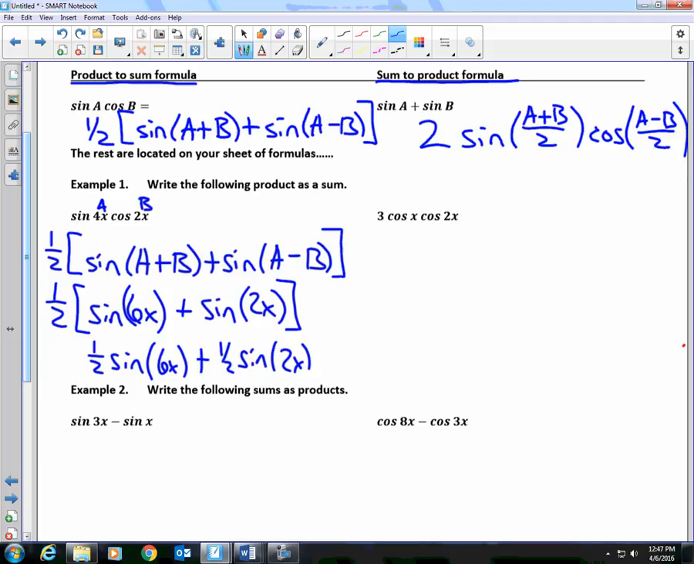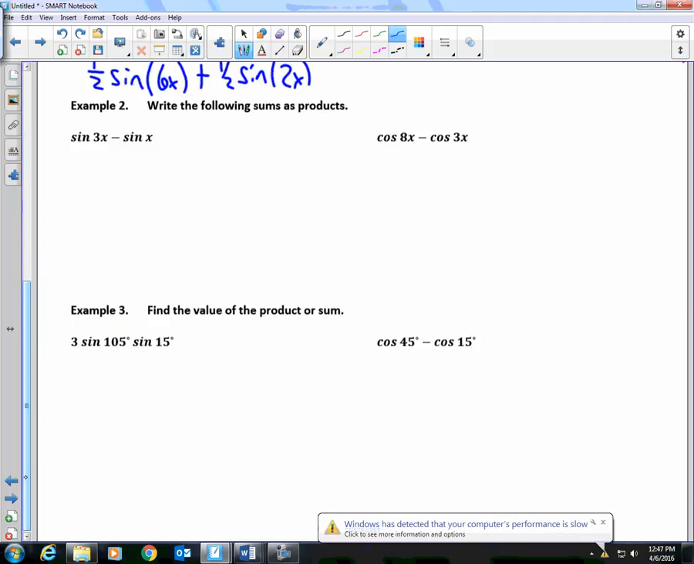The point is, you wrote it from a product to a sum. And so what we will end with today is you will be able to find the exact value of that product. So we will apply it in a certain way.